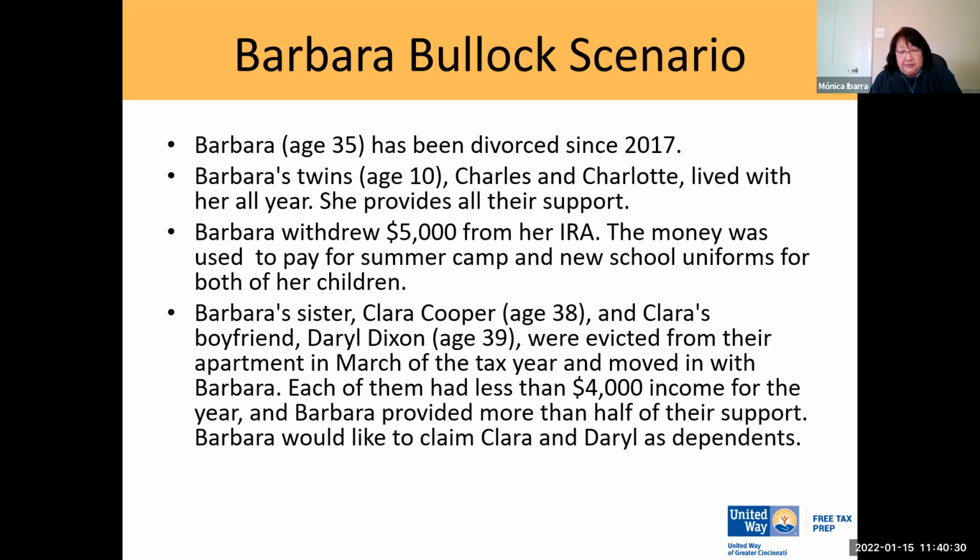If you look at number 3 on page C1, they lived with her for more than half the year. We're going to assume they had no income. They did not provide more than half of their own support, because Barbara provided all of their support. We're going to assume that they are not married and are not filing a joint return, although we would never assume, we would always ask.